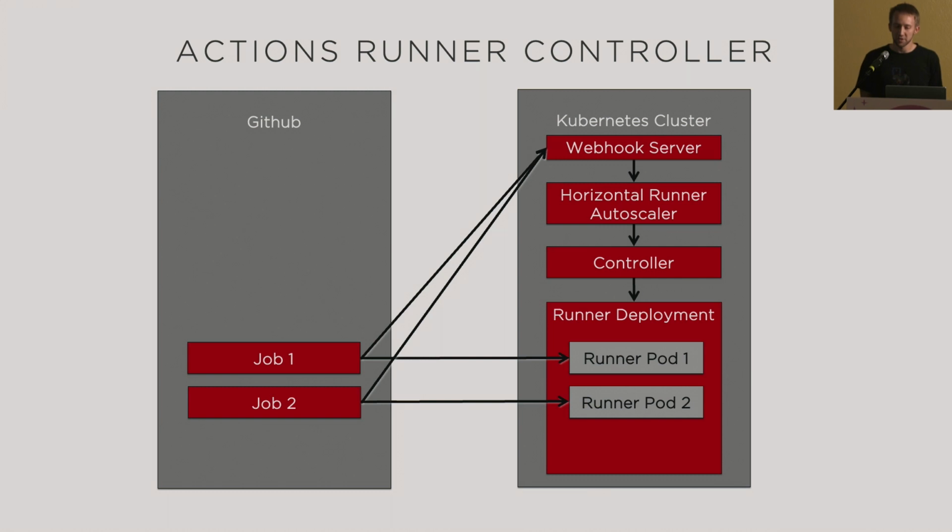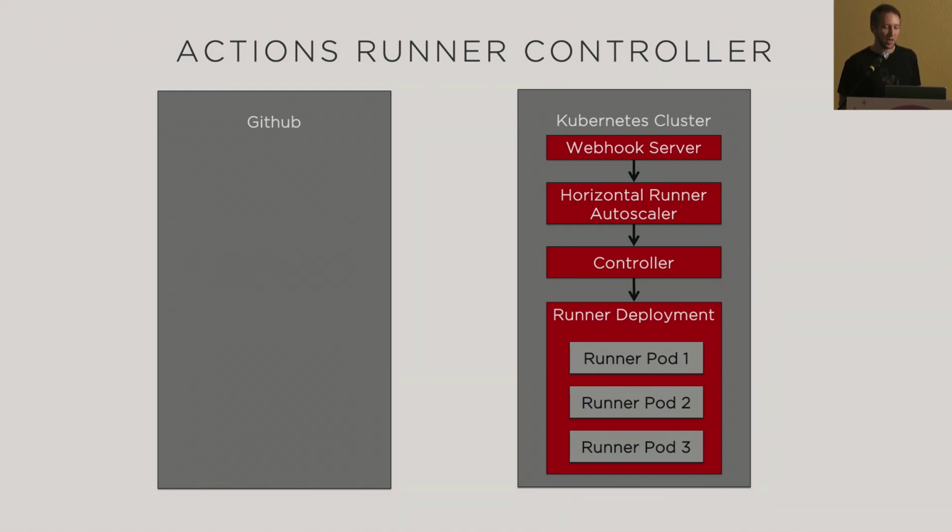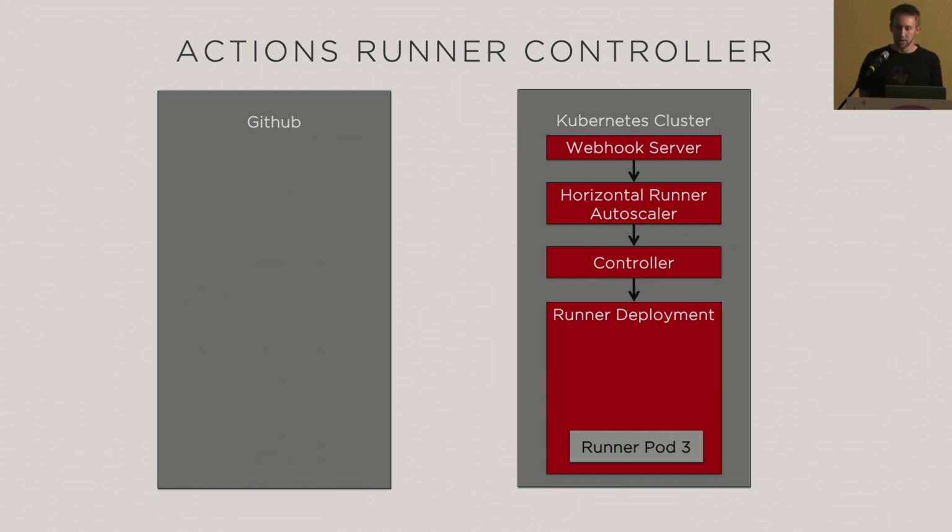We can do the same thing for a second job, and then for a third job, and so on, up to, of course, a limit of the max replicas that we've defined. And then at some point, these jobs complete, and our runner deployment scales back down to 0.